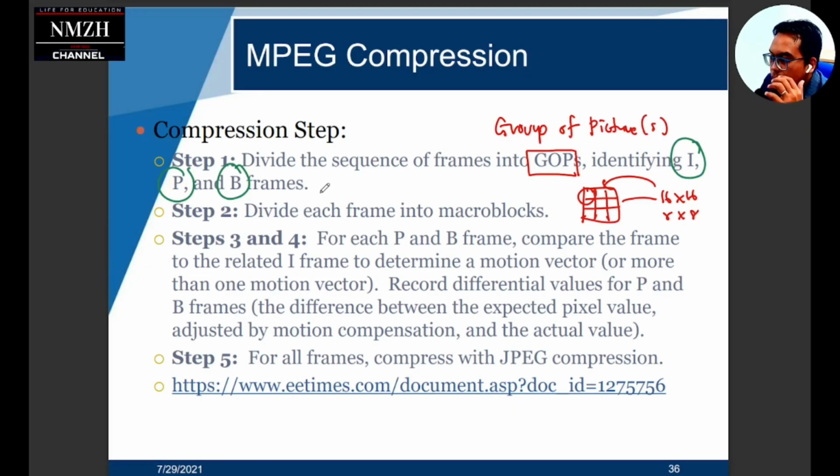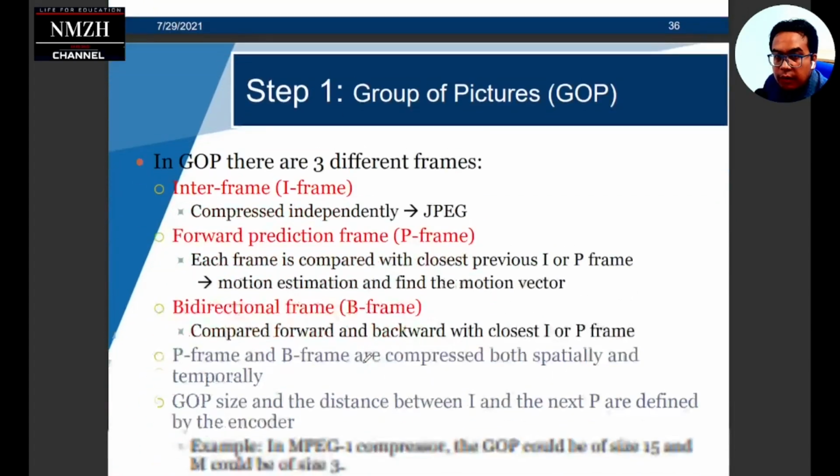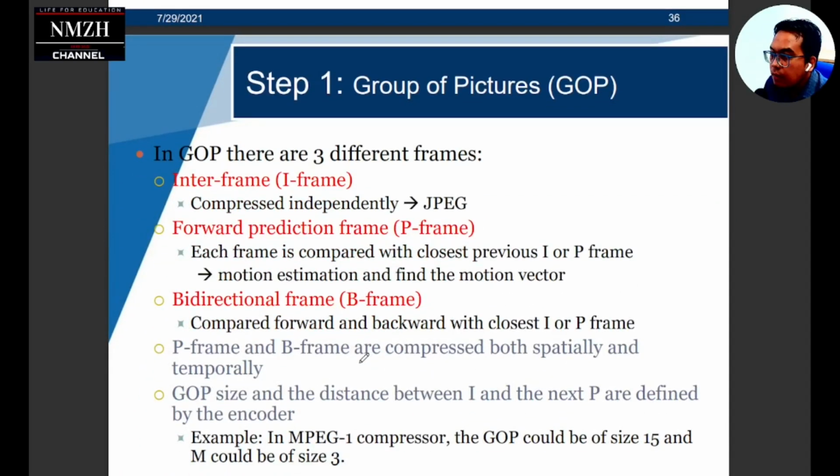Okay, so for all the frames that are involved in that particular compression, we are not talking about the 15 frames of the GOP, but we talk about thousands or millions of frames. So compress, like the JPEG compression. So yes, let's take a look at step number 1.